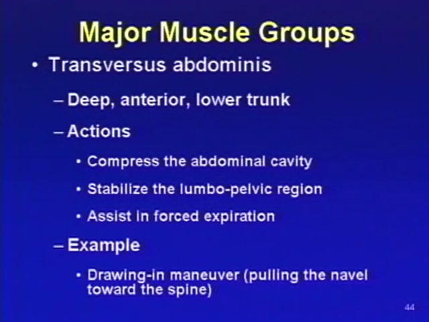An example of an exercise that calls into play the Transversus Abdominis is something we call the drawing in maneuver. That simply means that you're drawing the belly button or the navel in towards the spine. Some people describe it as sucking in your gut. However, I would move away from that terminology because it implies that you're straining to pull your guts in and therefore making it more difficult to breathe.